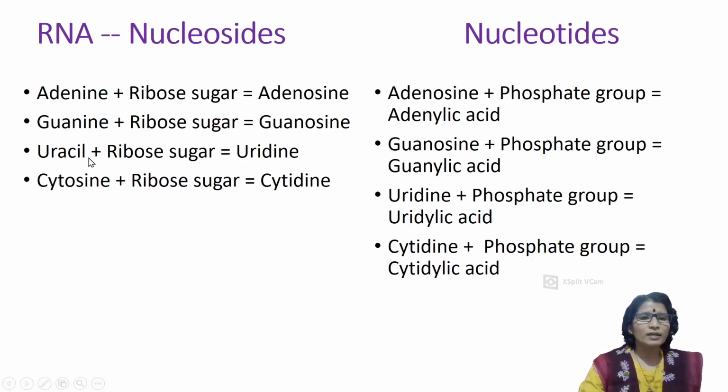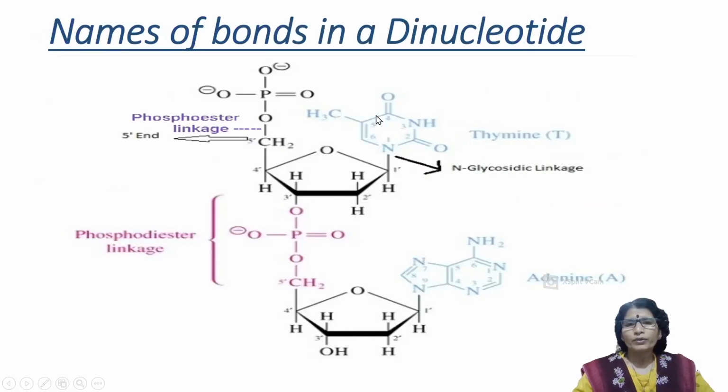So here, uracil, when this nitrogen base combined with ribose sugar converted into uridine, this is nucleoside. When this uridine combined with the phosphate group converted into uridylic acid, this is nucleotide. In the same way, cytosine, this is nitrogen base. When this cytosine combined with ribose sugar converted into cytidine, cytidine is a nucleoside. When this cytidine combined with the phosphate group converted into cytidilic acid, uridylic acid, guanilic acid and adenilic acid, these are all nucleotides.